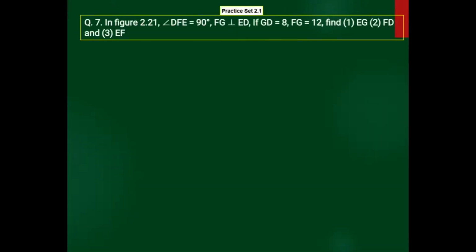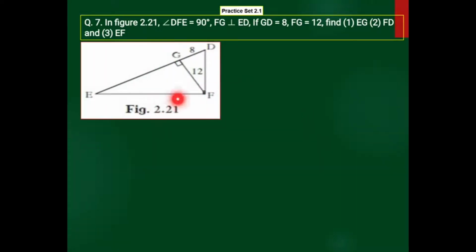Now see the next question, question 7. In figure 2.21, angle DFE equals 90 degrees, and FG is perpendicular to ED. So see the diagram. Here angle DFE equals 90 degrees, so it is a right angle triangle.